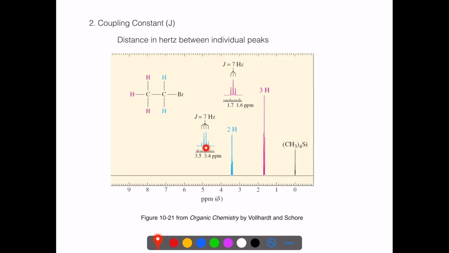Now notice that the distance between all of these peaks is uniform. The peaks aren't all the same height, but the distances in between them are all the same, even up here. That distance is what we call the coupling constant, and we measure that distance in hertz between the individual peaks, and we give it the term J. The goal of this slide is for us to know that this coupling constant exists and to be able to define it as the space between those peaks, measured in hertz. But this also helps us to see the N+1 rule, the spin-spin splitting.